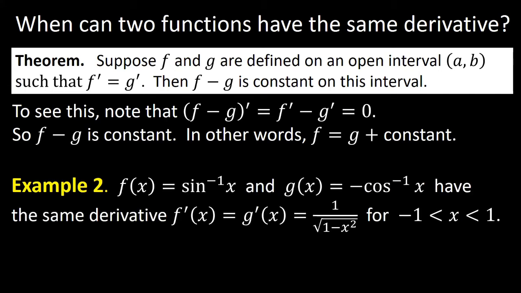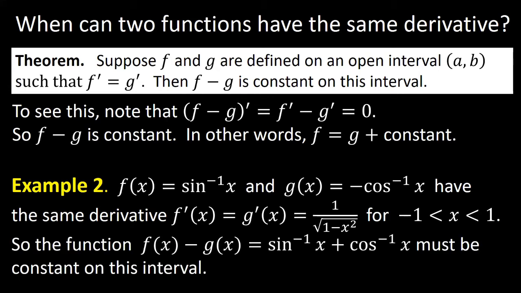Here's another example. Take inverse sine and negative inverse cosine. Both of these functions have the same derivative, 1 over square root of 1 minus x squared. These are defined on the open interval from -1 to 1. So what's the explanation in this case? Sine and cosine, or their inverses for that matter, are not really the same thing. But what it means is that f and g have to differ by a constant. That says inverse sine plus inverse cosine would have to be a constant. What would that constant possibly be?